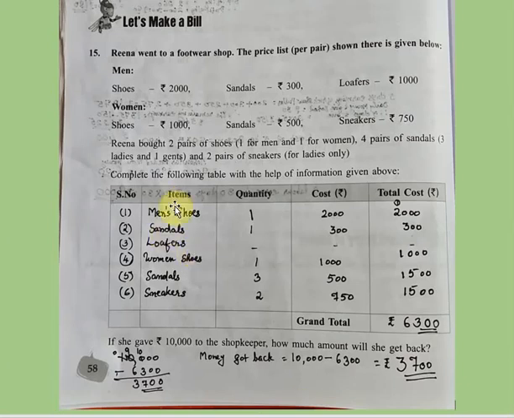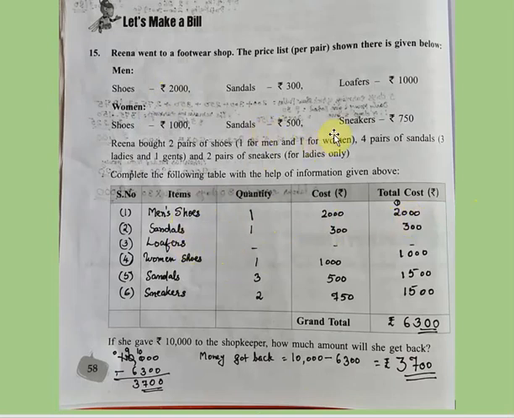First, men's shoes. What is the cost of one pair of men's shoes? 2000 rupees. How many did she purchase? One pair. So I had written men's shoes. Quantity is 1. Cost is 2000. So 2000 multiplied by 1. Total amount is 2000.